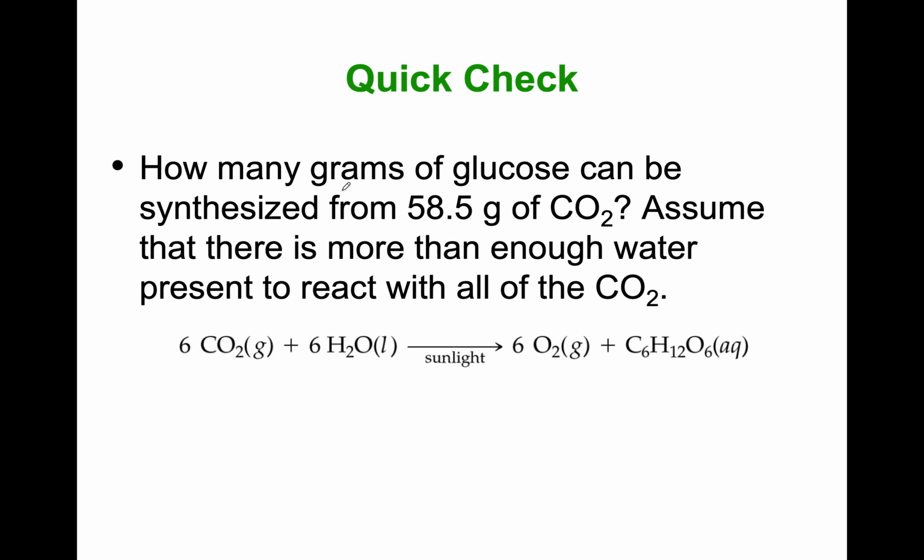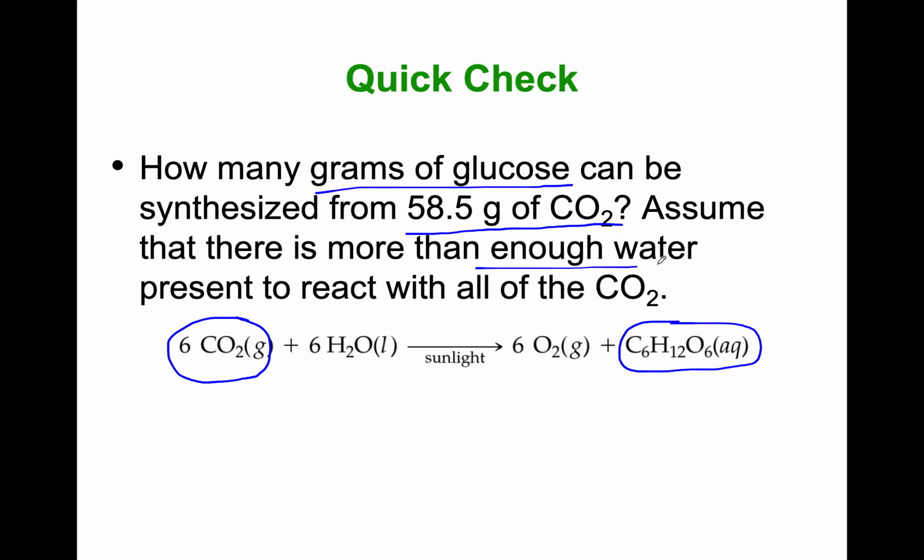So you can see here how many grams of glucose, that's the C6H12O6, can be synthesized from 58.5 grams of carbon dioxide. So these are our two things. Assume that there's more than enough water, we don't need to worry about this, to react with all of them, okay? Or we're not thinking about oxygen either.